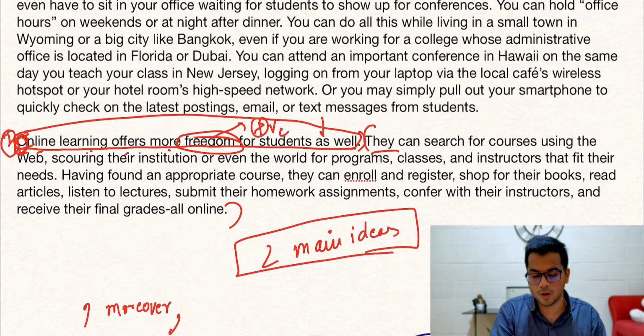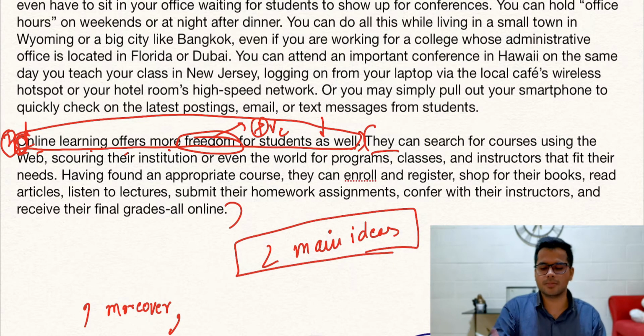O should be small now because now it's part of my one sentence. So according to grammar rule, I need to lowercase this letter. So online learning offers more freedom for students as well, full stop. And that's about it. That completes my summary.